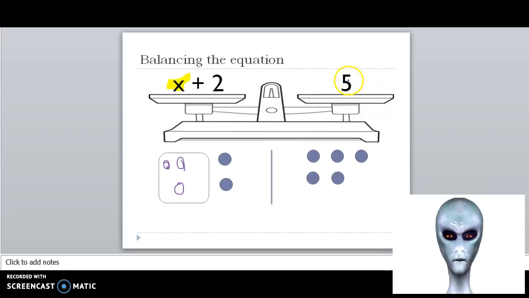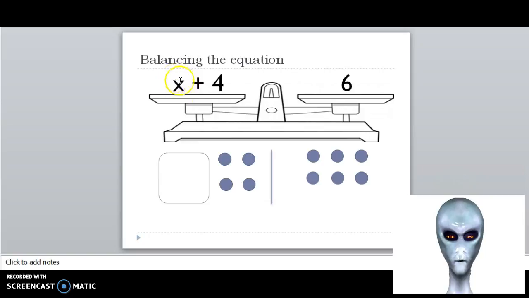I also want you to notice something else. If I take 5 minus 2, I get an answer of 3. So if I take 5 minus 2, I get an answer of 3, which is our x or our unknown. Let's look at another example.